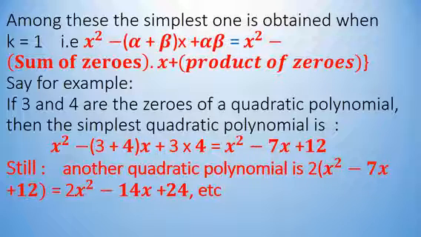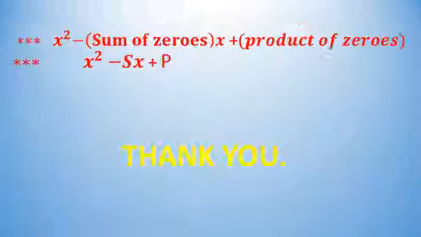Say for example, if 3 and 4 are the zeros, then the quadratic polynomial will be x square minus 7x plus 12. Still we can have another quadratic polynomial, 2x square minus 14x plus 24, etc. So we can have many more quadratic polynomials having the same zeros, 3 and 4. So we can conclude that the quadratic polynomial is x square minus sum of the zeros into x plus product of zeros, that is x square minus sx plus p. This is the formula for finding the quadratic polynomial when the zeros are known to us.